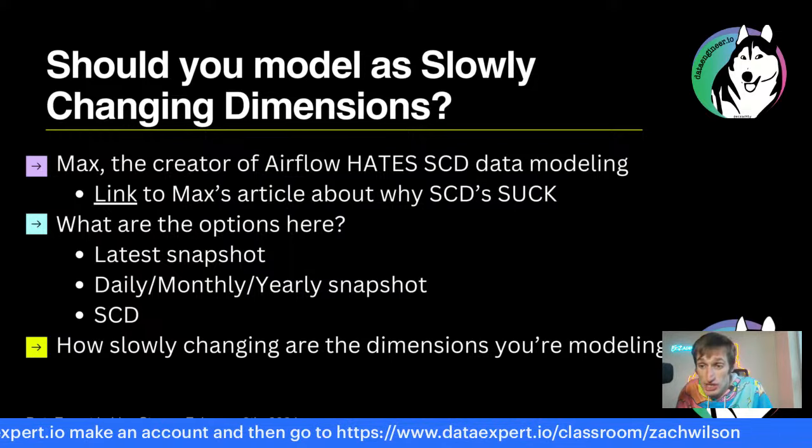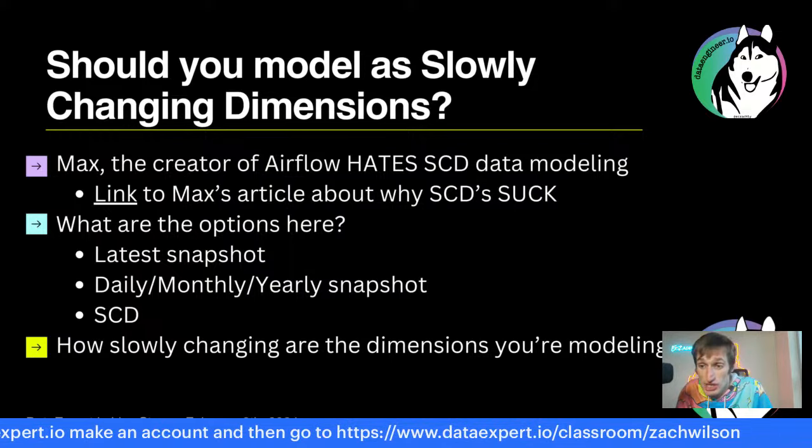So if you're doing SCD type zero, remember that if you model it this way, it's not a slowly changing dimension. The only things that should be modeled this way are things that actually don't change, like my birthday. Another great example is the registration date for a user when they sign up. There's not that many things that are completely unchanging. So generally speaking, you want to avoid type zero unless you know for sure that it's not going to change.